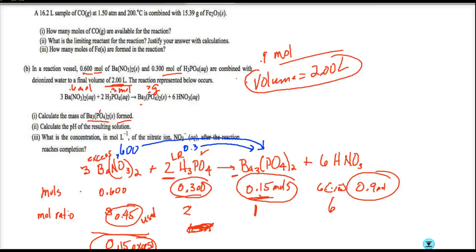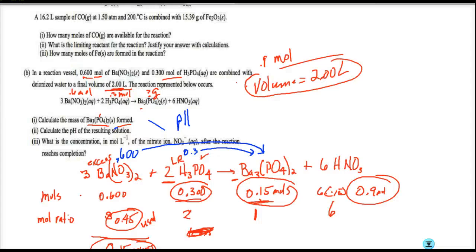Now, calculate the pH of the resulting solution. The pH of the resulting solution. So pH is equal to the negative log. These are notes I'm writing, it's not my problem. Well, it's on the formula sheet.